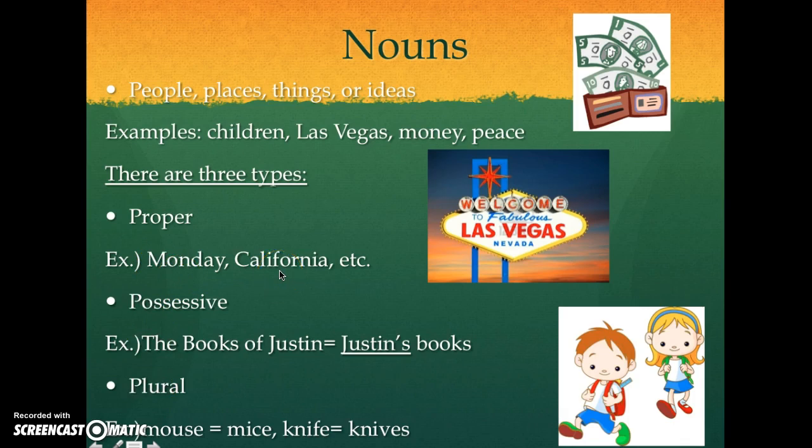Monday and California are both proper nouns. Proper nouns are anything that have to be written with a capital letter. Possessive are like this example, the books of Justin, which would mean it's Justin's books. It's his possession. Plural would be like mouse is to mice, or knife is to knives. Knives is plural, many, more than one, just as mouse is to mice. Mice is plural, more than one mouse.